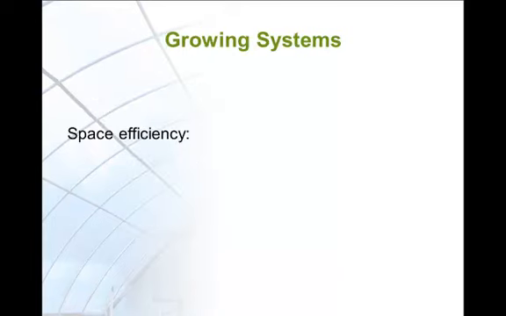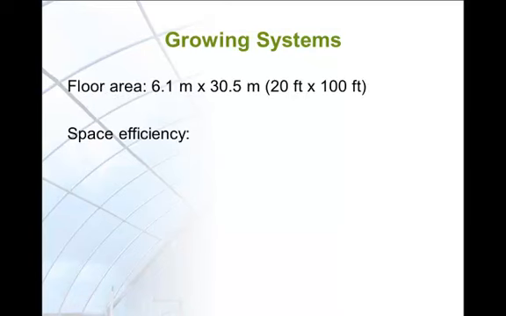Here are the space efficiencies of several growing systems. The spacing measurements shown here are done in a greenhouse with a floor area of 6.1 meters by 30.5 meters, which is equivalent to 20 feet by 100 feet. In these examples, the space utilization efficiency of floor growing with one aisle is 90%.